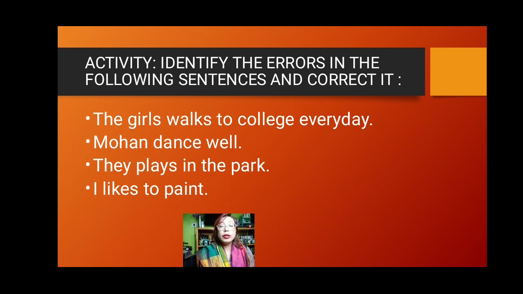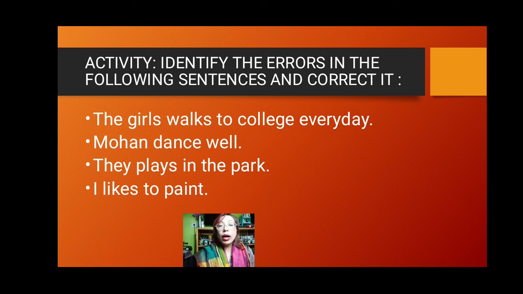Now let us see, we have understood what a subject is, and also the verb and an object in a sentence. So there is an activity for you all, students. You need to identify the errors in the following sentences and correct them, just to see how much knowledge you all have with regards to subject-verb agreement. The first one: the girls walks to college every day. There's an error. Yes, it should be the girls walk to college every day, right?